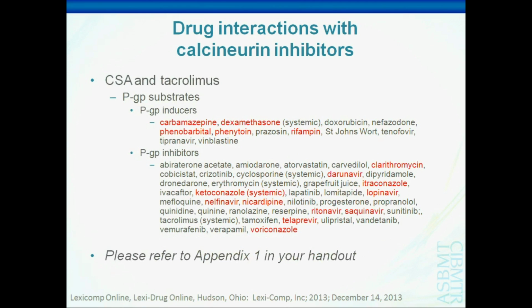Cyclosporin and tacrolimus are also P-glycoprotein substrates. So again, there's this whole slew of lists of medications that have the potential to interact with the calcineurin inhibitors. I've highlighted in red those medications that are not only P-glycoprotein inducers and inhibitors, but also CYP4 inducers and inhibitors, just so that you can appreciate the overlap that you can see with these agents.